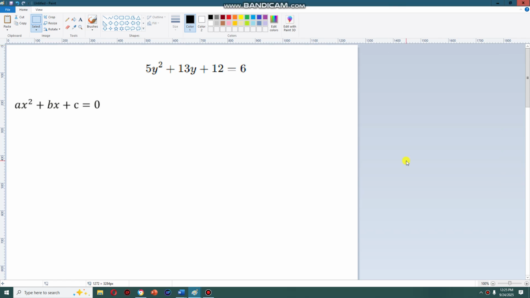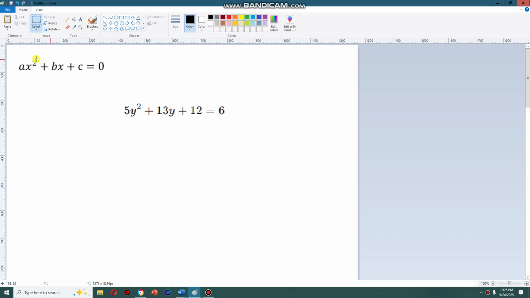Today I'm going to show you how to solve a quadratic equation. To solve a quadratic equation you need a formula, and that formula is ax squared plus bx plus c is equal to 0. Okay, this is called a quadratic equation or quadratic formula. Now here's the question that we need to tackle right here. 5y squared plus 13y plus 12 is equal to 6.